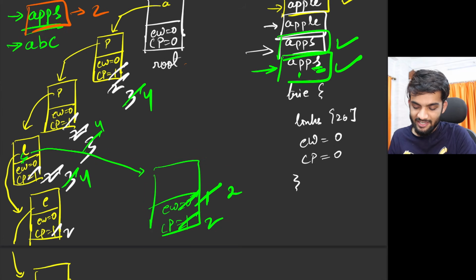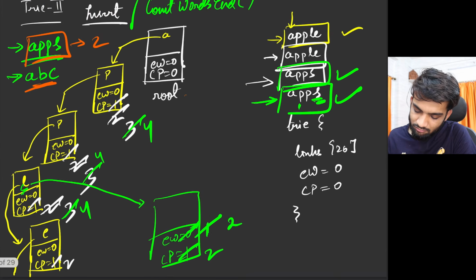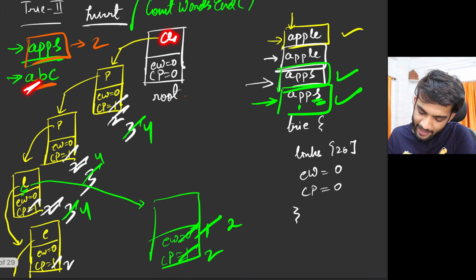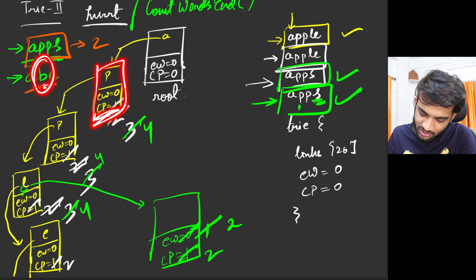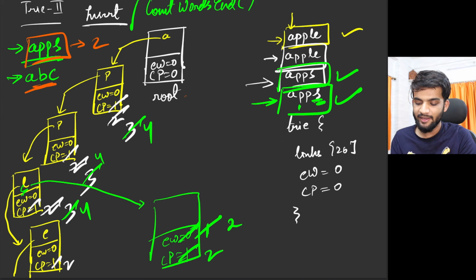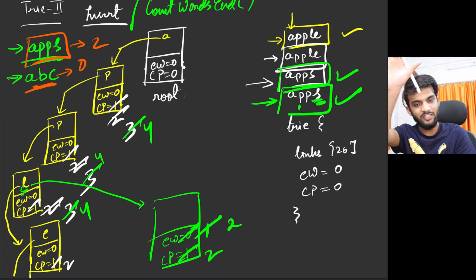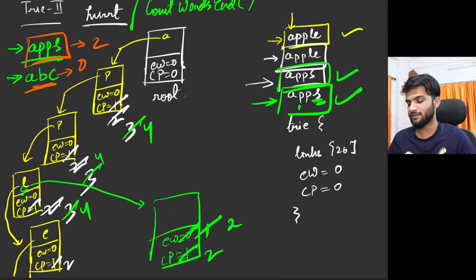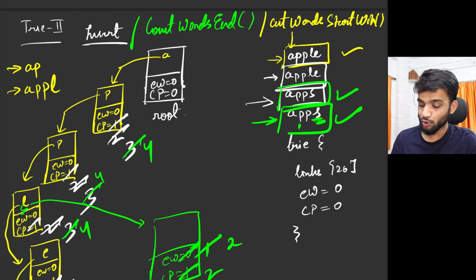Perfect. Next, A, B, C. Does A exist? Yes. Who's the try? This one. From here, you'll go here. Does B exist? No. If B does not exist, you will say, hey dude, go back. There's no one that ends with this. Perfect. Let's do the next portion.